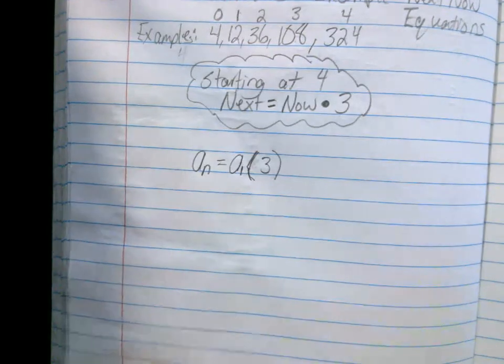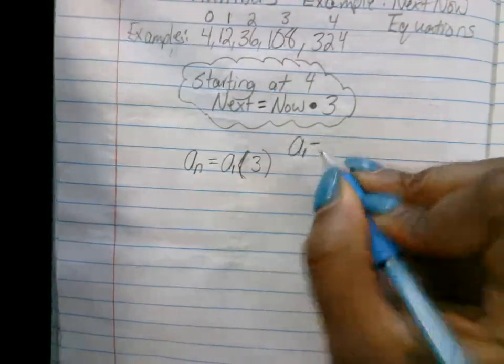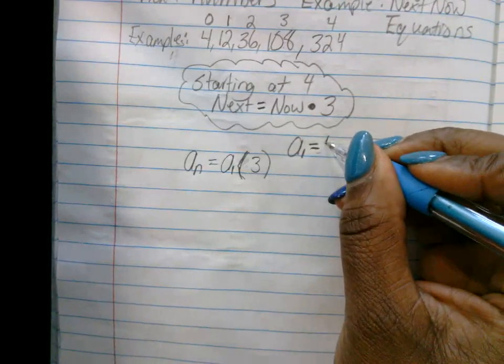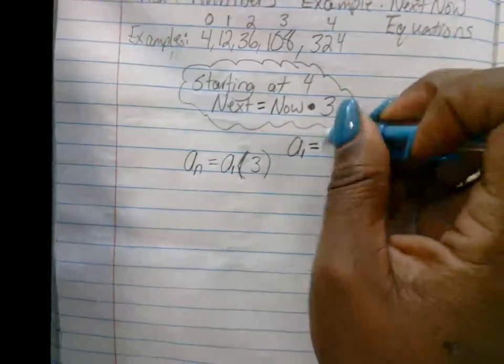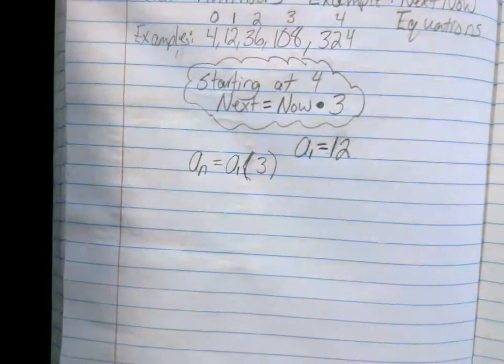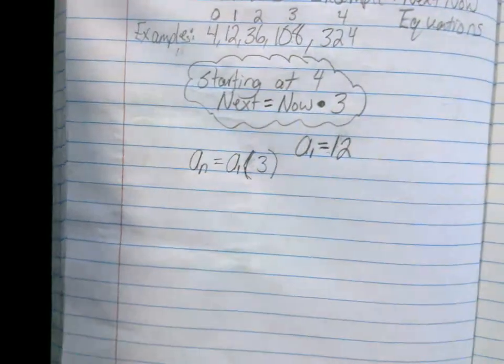This is a next-now. And sometimes they will tell you that the first number, the a sub n or the first number, is equal to, and my first number is really 12. A sub 1 is really 12. What's a sub 0? 4. Okay.